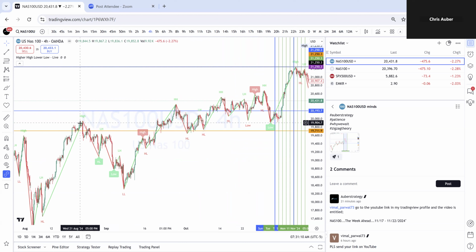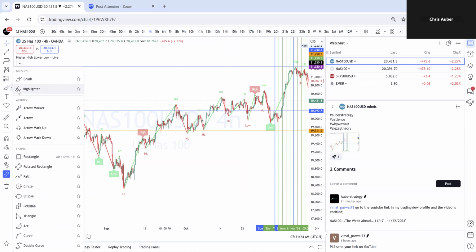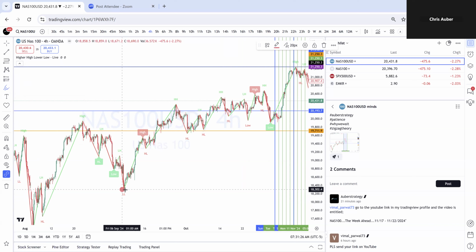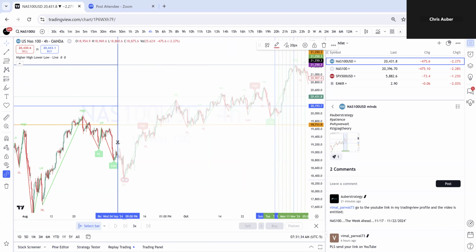Any sell that the market makes is only to create a higher low on a bigger time frame. Okay, all right. So let's use this lower low right here. I'm going to get my highlighter tool and mark this section right here. Okay, let's go back here. We're going to do the historical backtesting.